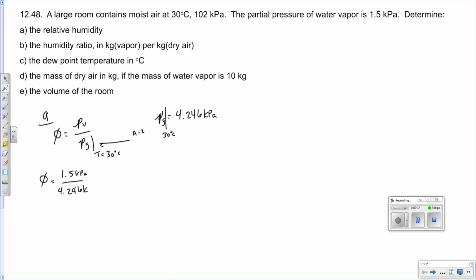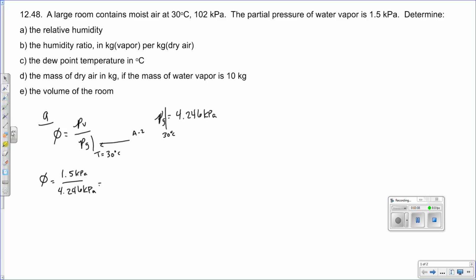4.246 kilopascals. This value in the denominator represents the saturation pressure, and we recognize that the relative humidity phi is a measure of how much water is present within your air with respect to how much water your air can hold. And the amount of water that air can hold is a function of temperature, because we recognize that the saturation pressure increases as temperature increases. Therefore, the amount of water that the air can hold also increases with temperature.